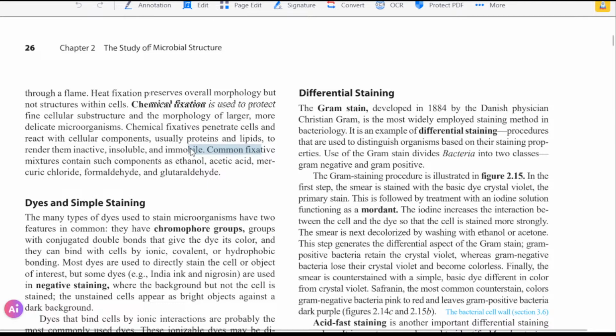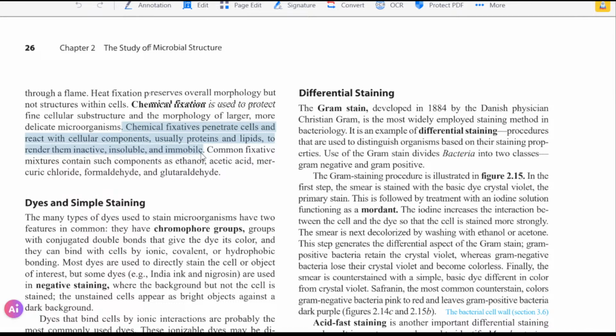insoluble, and immobile. So I think these chemical fixatives are actually the chemicals that we talked about to suspend the cells in a frozen state where their enzymes become inactive. And I think this is done for us if we want to study the cell in a living condition.